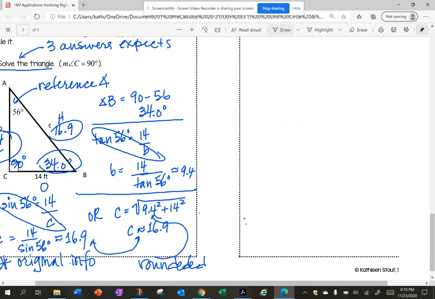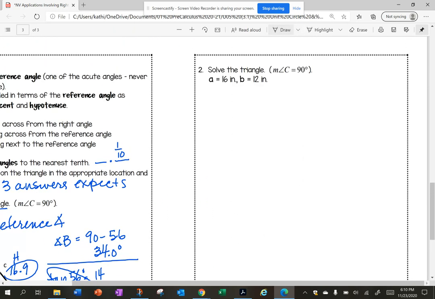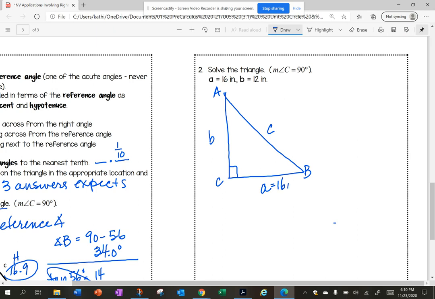All right, let's try example number 2. Solve the triangle. Side A is 16 inches and side B is 12 inches. So I'm just going to draw ABC. So here is A, B, C. Side A is 16 inches. Side B is 12 inches. And I know the 90-degree angle.